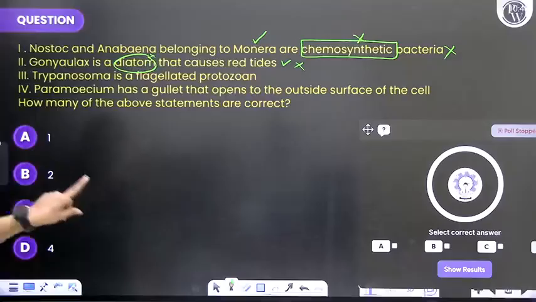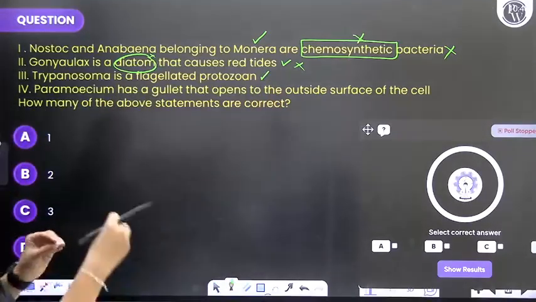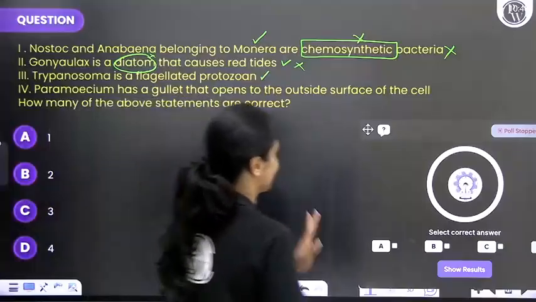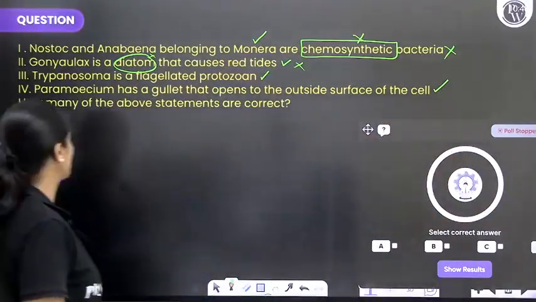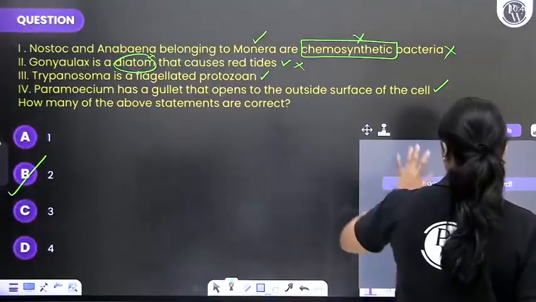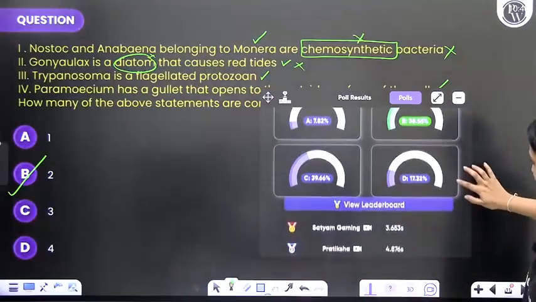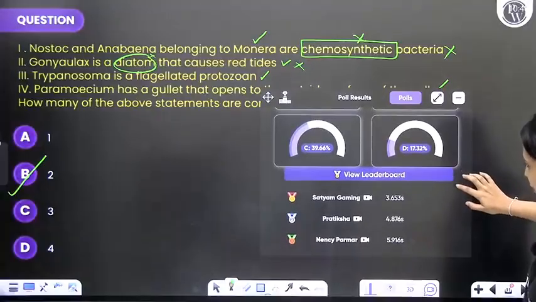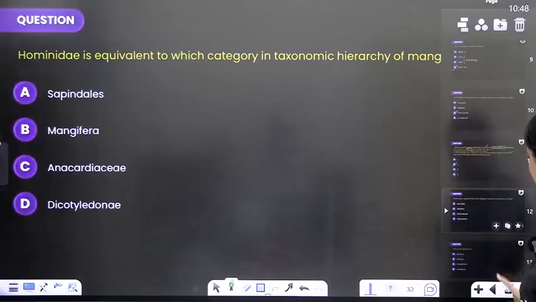Trypanosoma is a flagellated protozoan. Yes, it is. Paramecium has a gullet that opens to the outside surface of the cell. That's a line directly from NCERT. That is also true. So totally we have 2 correct statements. Correct answer is option B. 38%. Satyam, Pratiksha, Nancy, top 3. Next question.